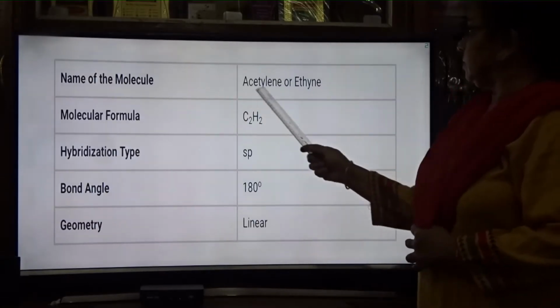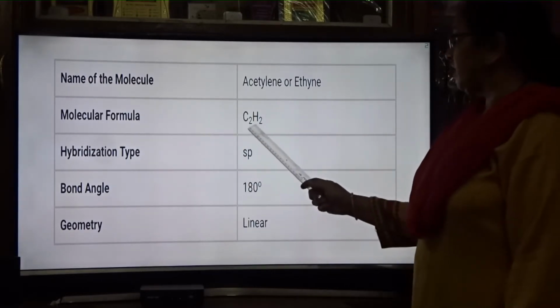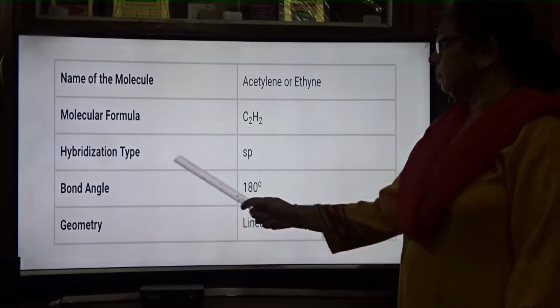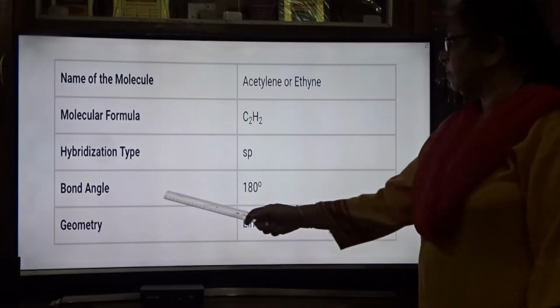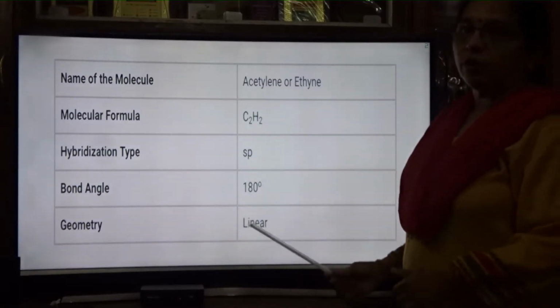So the acetylene molecule, also known as the ethyne molecule, has molecular formula C2H2, hybridization sp, bond angle 180 degrees, and the geometry of the molecule is linear.